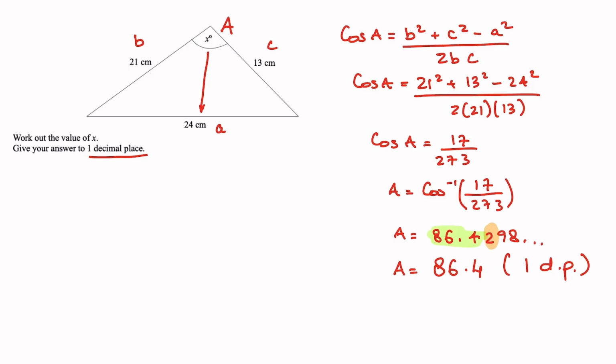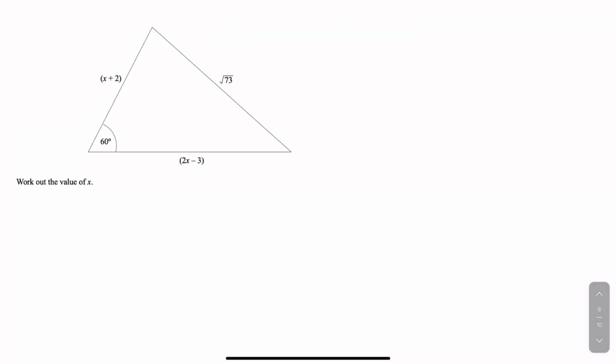So now you should have a good understanding of when to use the cosine rule to find the missing side and when to use the cosine rule to find the missing angle. So now let's have a look at a different question. Here we have a very high level question where we have a bit of algebra combined together with the cosine rule again. They're telling us to find the value of x.